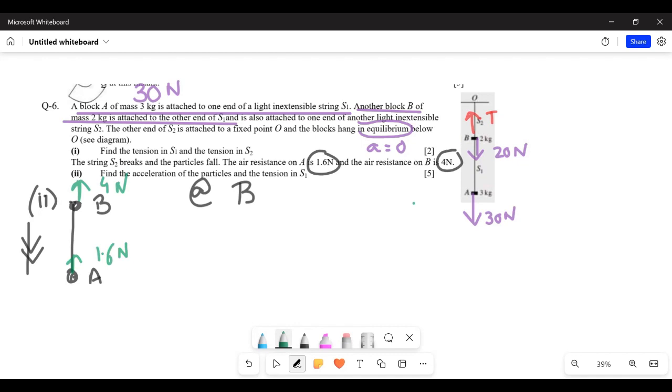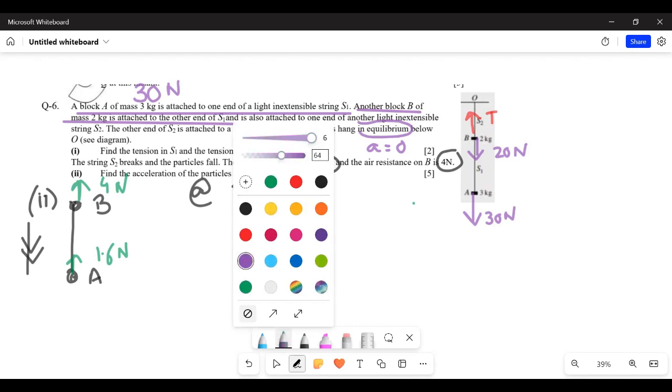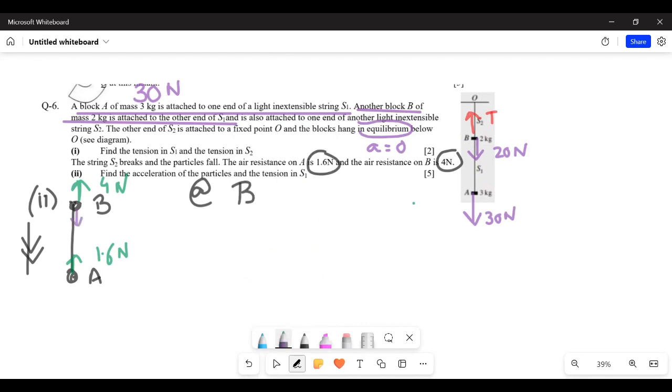Okay. Then at B, there's a weight pointing downwards. Weight is 20 newtons. We already know from part 1 that weight on B is 20 newtons. Similarly, there's a weight on A, which is 30 newtons. So there's a downward arrow that you make at A, representing 30 newtons of downward weight.